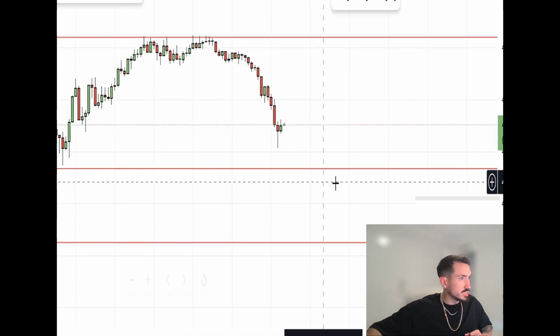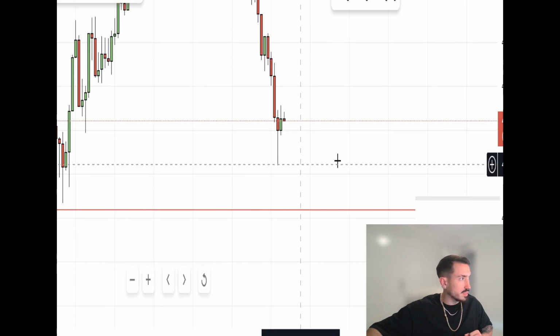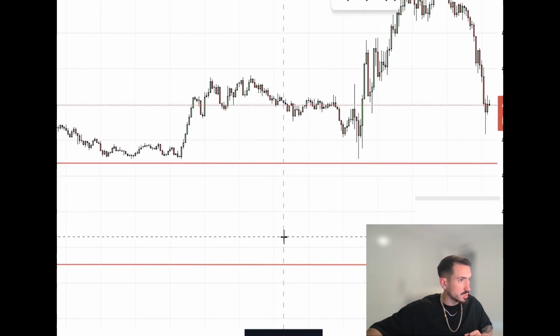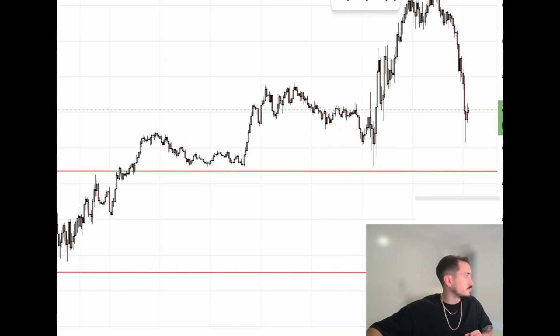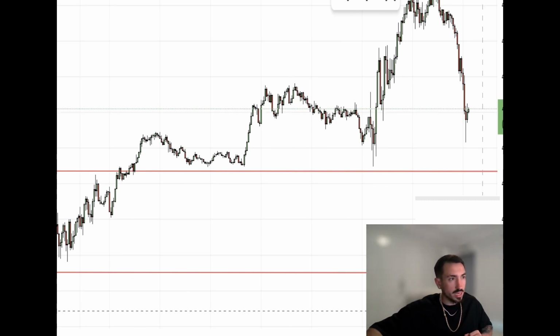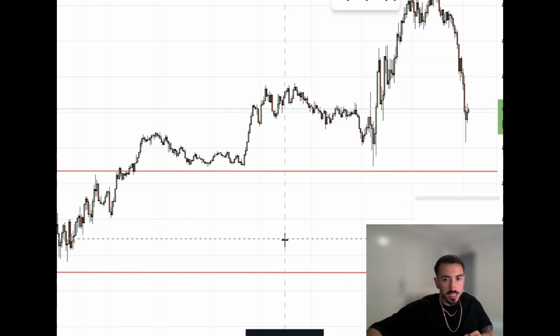And what we're going to do is we're going to gain entry with the 5-minute chart. So when market opens or when price moves to a key level, we're going to watch how it reacts to that level.